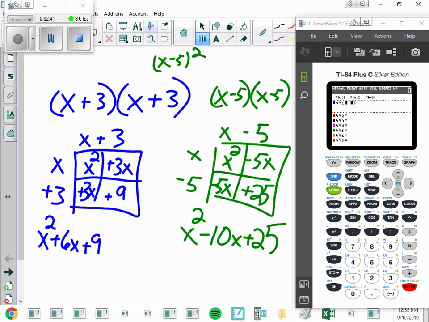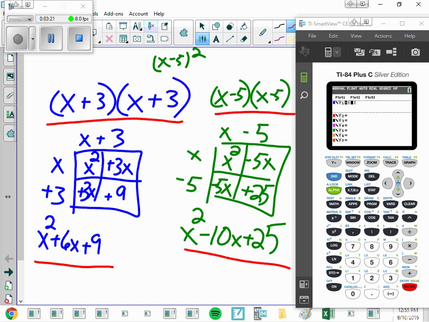Okay. Does anybody see the pattern? How does this compare to that? And how does this compare to that? Good. So the first one, the first term, is just x times x. Got that? And then the last term is just 3 times 3, or negative 5 times negative 5. Okay? What about the middle term? Where does it come from?